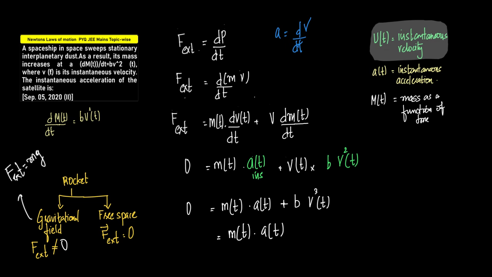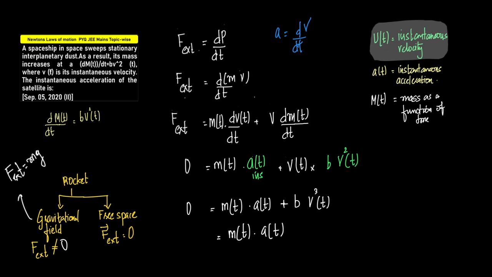As v of t. And what is dm by dt? This is where we come back to the question. So dm by dt is actually given to us as b into v square, which is b into v square of t. Okay. So we have a of t, b v square of t.